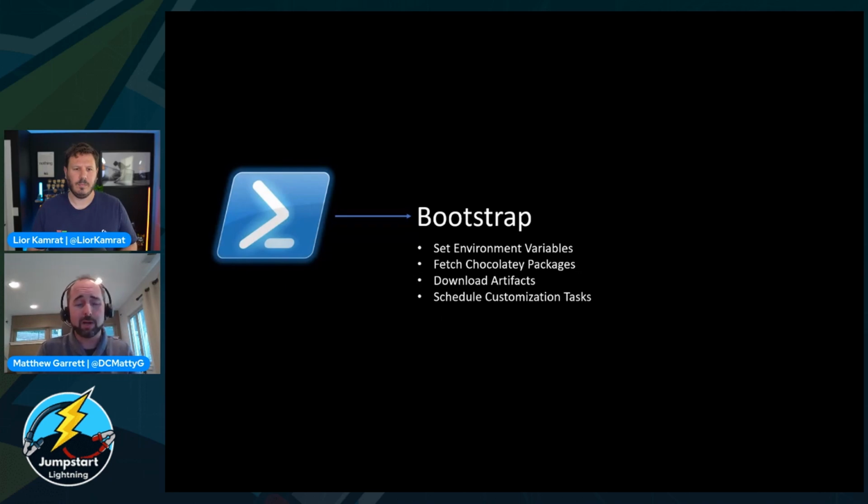So in the bootstrapping process, and we'll take a look at this in a little bit live, we go through and we set environment variables. We have several packages that we need to install that are dependencies for the next steps that are going to happen down the line. Several artifacts actually get downloaded from the GitHub repo, and we have customization tasks that will then launch after this VM restarts and start making it the flavor that you chose.